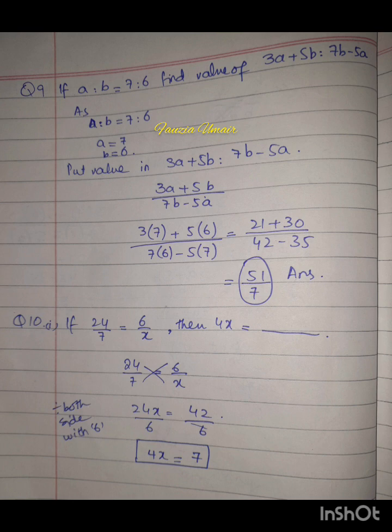Question number 10 has 3 parts. The first part is, if 24 by 7 is 6 by x, then what is the value of 4x? So you need to start solving so that you can find the value of 4x. You need to cross multiply. It will be 24x is equal to 42. Divide both sides by 6. Why are we dividing by 6? Because we want to change 24x into 4x. So divide both sides by 6. You will get 4x is equal to 7, and that is your answer.